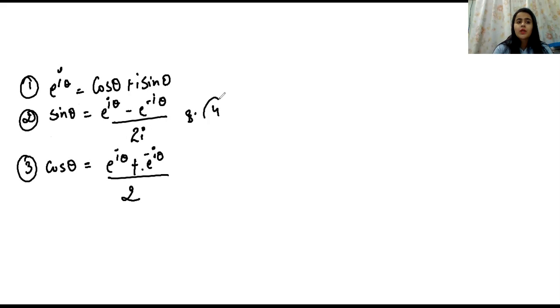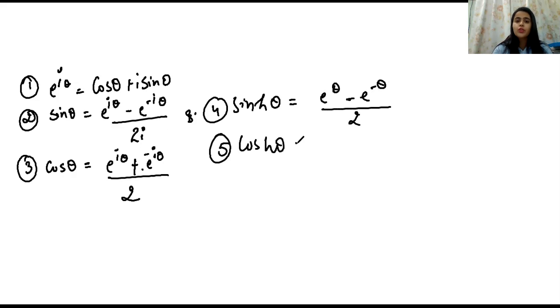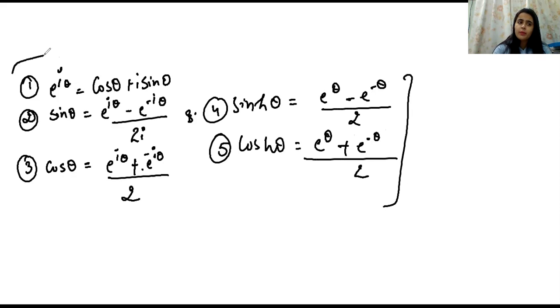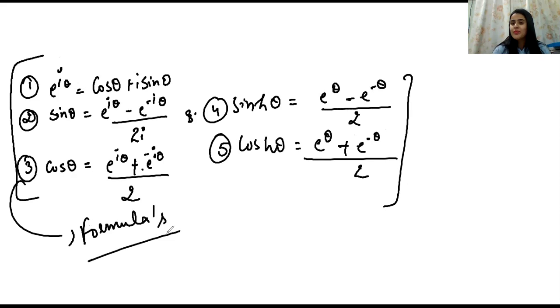Okay, now the next is what? Sinh theta. What is sinh? That is the hyperbolic function of sine theta. That will be equal to e raised to power theta minus e raised to power minus theta, by 2. Similarly, we must know cosh theta. Cosh theta will be equal to e raised to power theta plus e raised to power minus theta, over 2. These are very important formulas you have to cram.